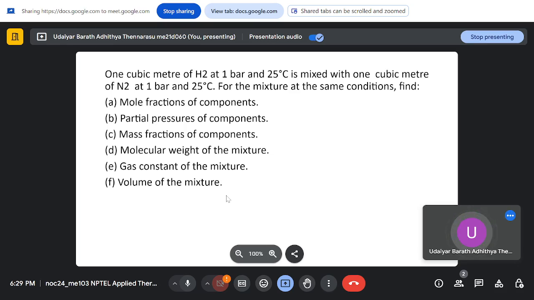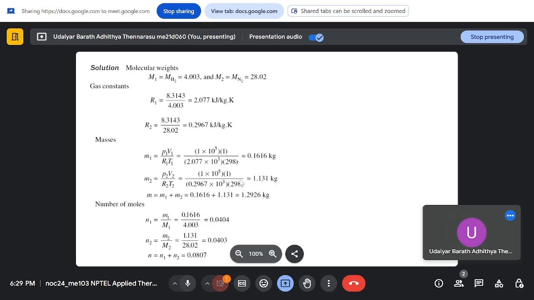So you have 1 cubic meter of hydrogen at 1 bar and 25 degrees Celsius. It is just getting mixed with 1 cubic meter of nitrogen at 1 bar and 25 degrees Celsius. So we need to find out what the properties are in this mixture. So we have to find out mole fraction, partial pressure, mass fraction, molecular weight, gas constant and volume of the mixture. So we'll start by first writing the molecular weights, the molar mass. So it's basically molar mass, we call it weights. So molar mass of hydrogen is 4.003 and molar mass of nitrogen is 28.02.